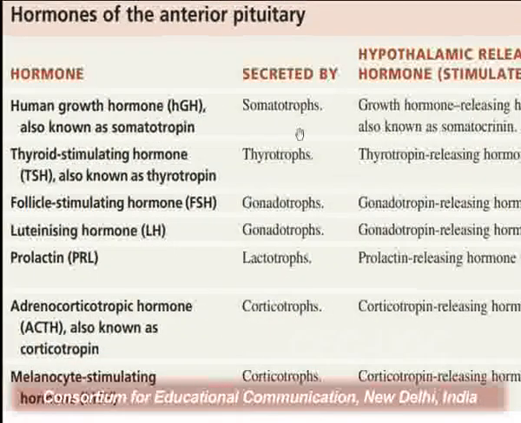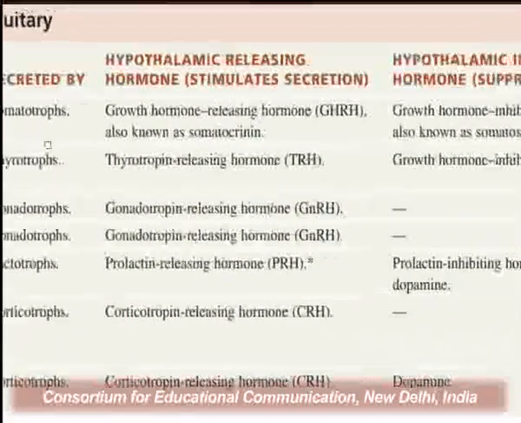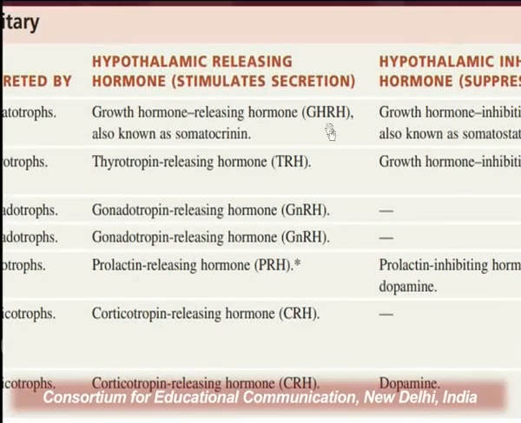We have discussed in the last lecture that these somatotrophs produce growth hormone, human growth hormone, or HGH, also referred to as somatotropin. So this is regulated by the GHRH, which is also referred to as somatocrinin. So this is growth hormone releasing hormone. You pick this word, releasing hormone.